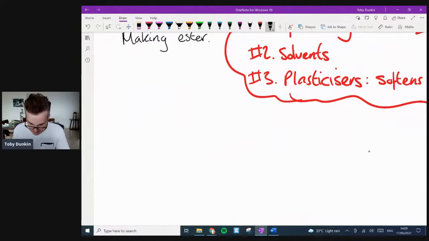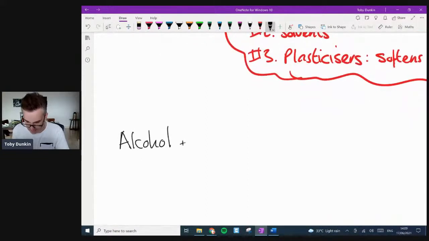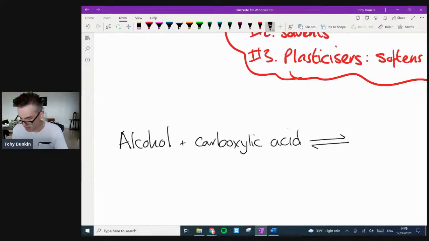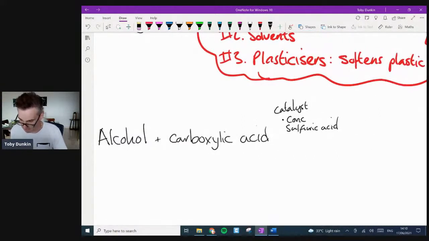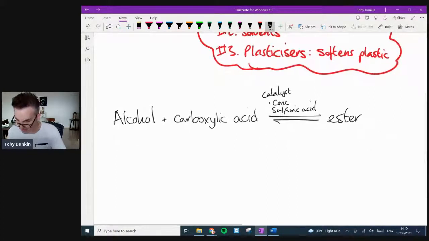An ester is made by taking an alcohol, reacting it with a carboxylic acid. It's reversible, and over the top we have a catalyst. Now we all know that catalysts speed up reactions, and the catalyst is concentrated sulfuric acid. And I'm going to make my arrows a bit bigger now. There we go. And what I'm going to make is an ester and water. Now that arrow means the reaction is reversible.